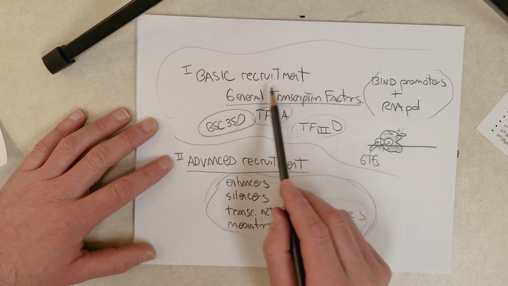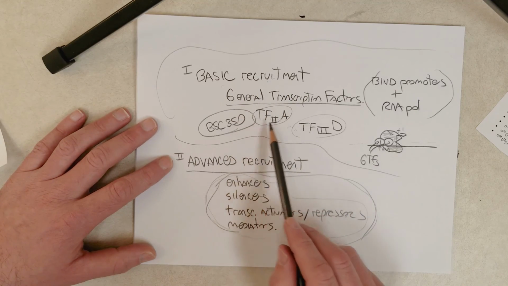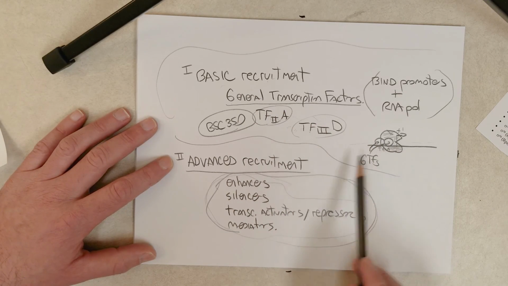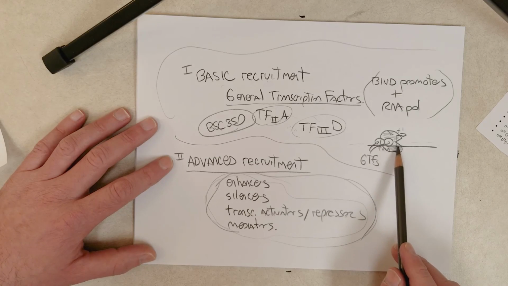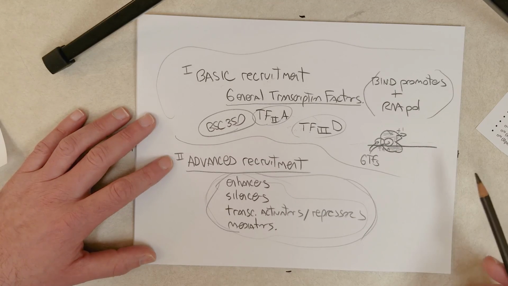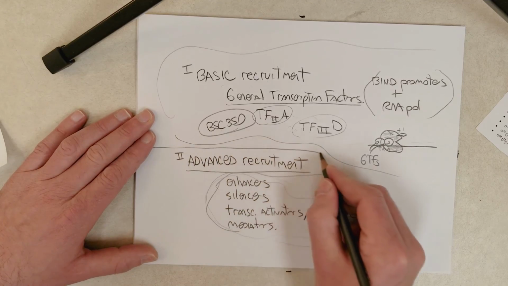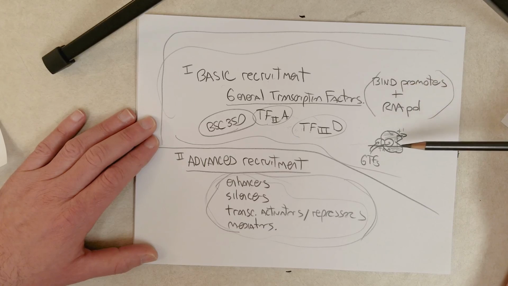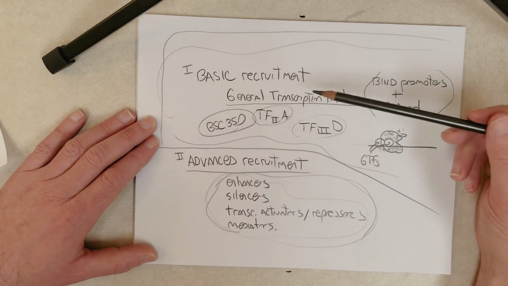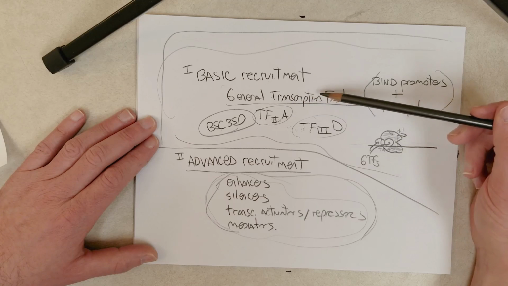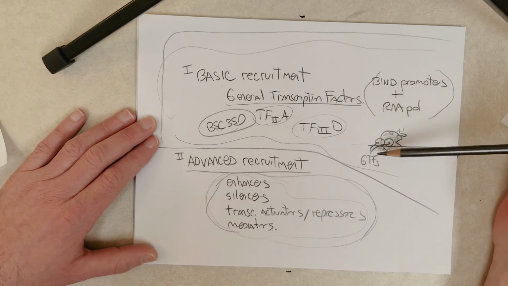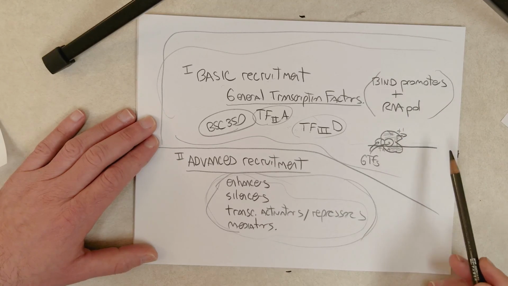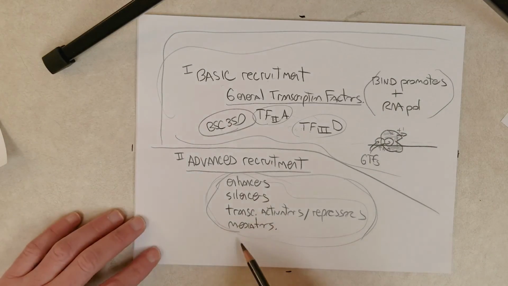Basic recruitment is just all the things that are necessary, essential. All this stuff right here is essential to transcribe the gene. Advanced recruitment are the things that are necessary for controlling the level of transcription. So for this part of the course, we are just focusing on how you get RNA polymerase onto the promoter to transcribe the gene. And that involves expression of the general transcription factors. They will bind to RNA polymerase and the promoter, and bring RNA polymerase to the gene to allow transcription to start. And we'll talk about these things later.